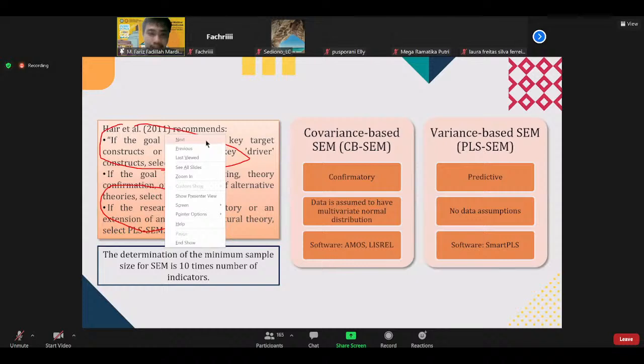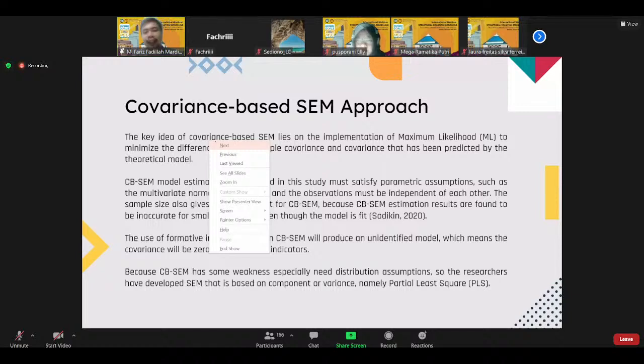Okay, this is covariance-based SEM. I will skip it because I think Dr. Hashem has discussed it in his presentation. This is partial least squares. Okay, partial least squares.